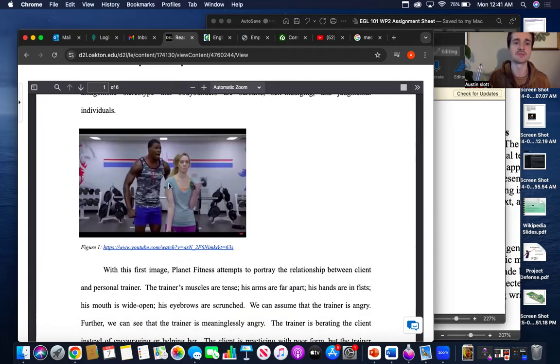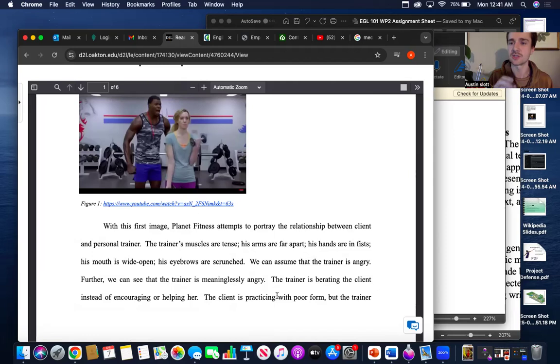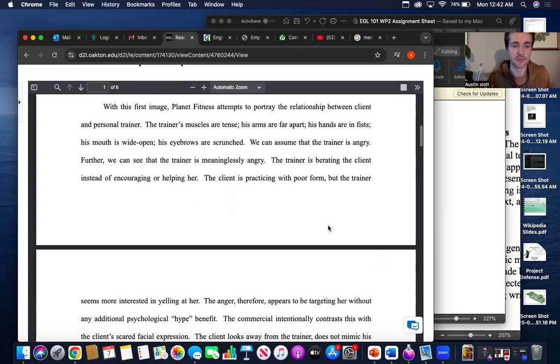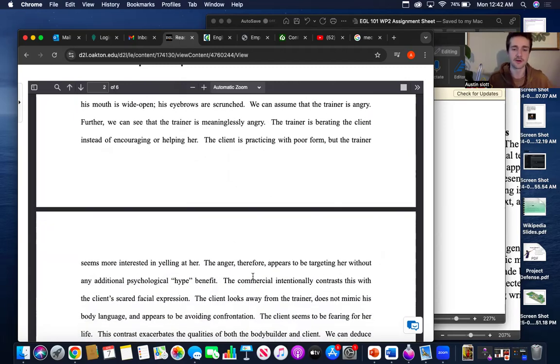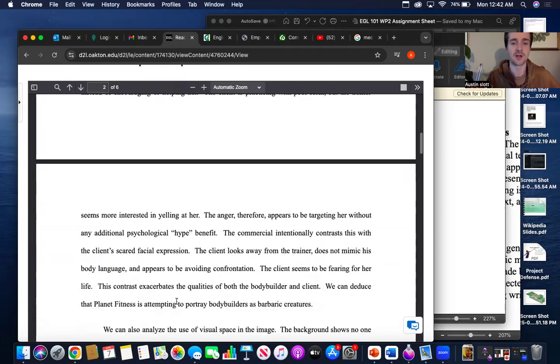You need to tell me that his muscles are tense, that his arms are far apart, his hands are in fists, his mouth is wide open, his eyebrows are scrunched. I need those observations. Those are the little details that I'm talking about, right? He goes on, the client is practicing with poor form, but the trainer seems more interested in yelling at her. The anger, therefore, appears to be targeting her without any additional psychological height benefit.